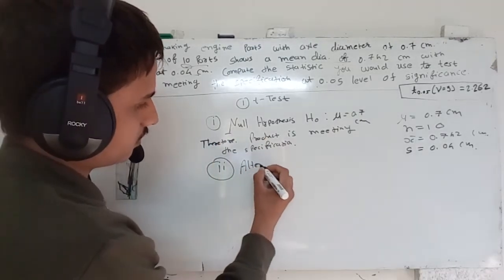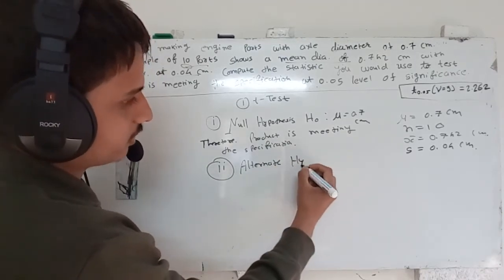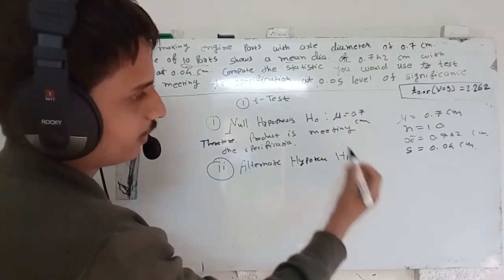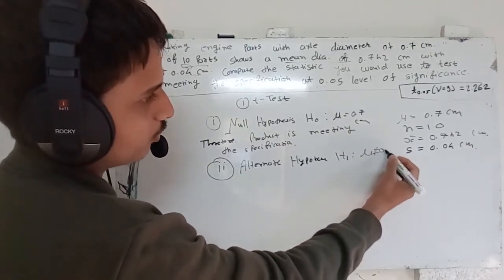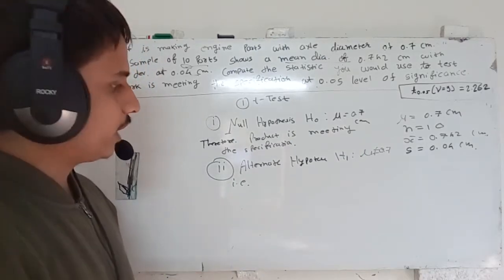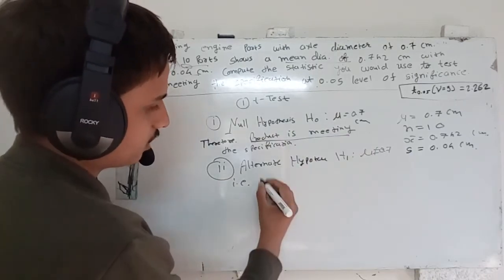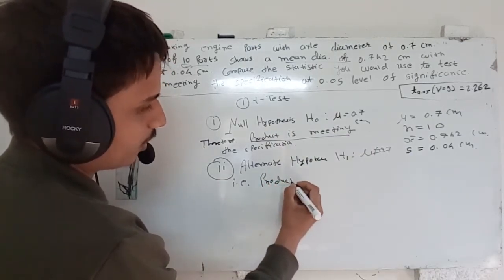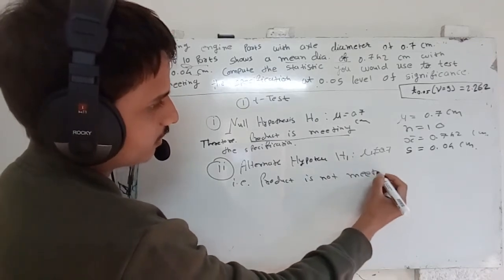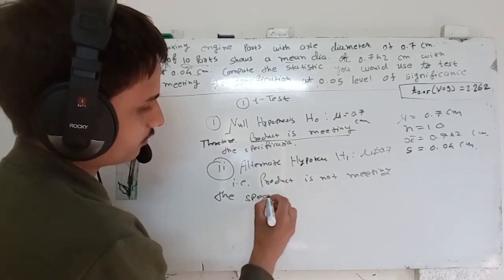This is step number 2, alternate hypothesis. It is H1. So we will assume mu is not equal to 0.7. So that means product is not meeting the specification. Opposite of this sentence. Product is not meeting the specification.